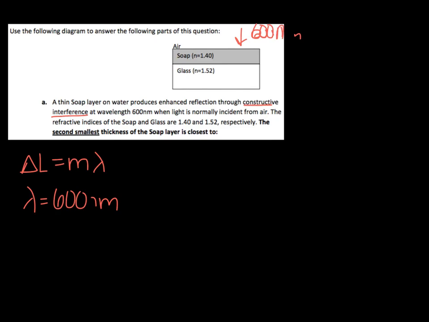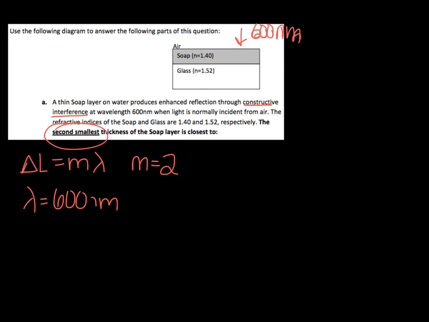Oh, this stylus is not happy tonight. The refractive indices of soap and glass are 1.4 and 1.52. The second smallest thickness of the soap layer is closest. So I want the second smallest, so I want m equals 2. And now I'm going to see what happens.